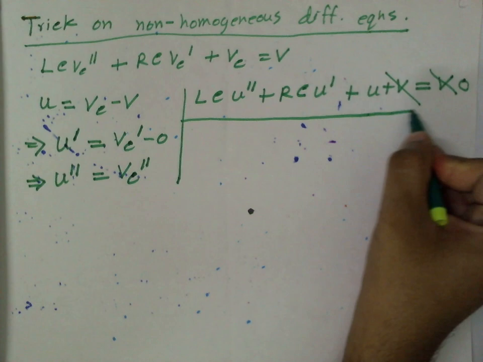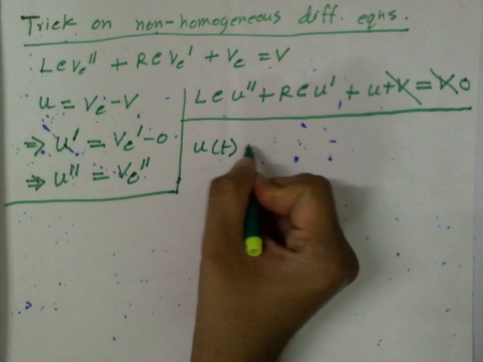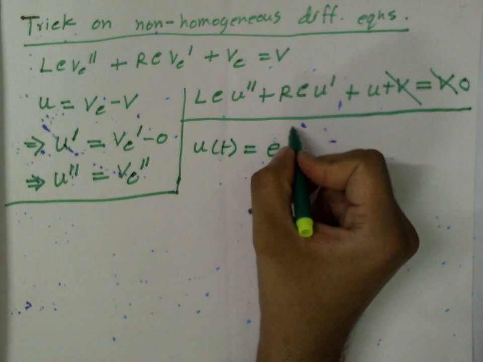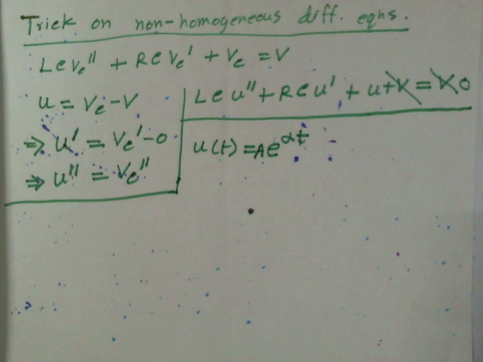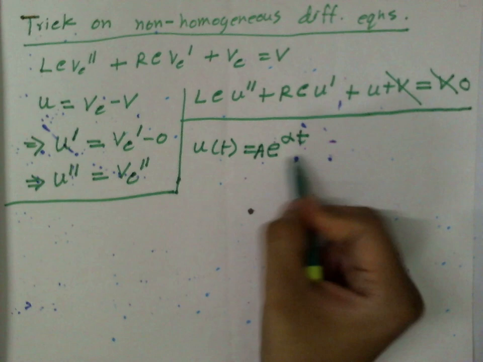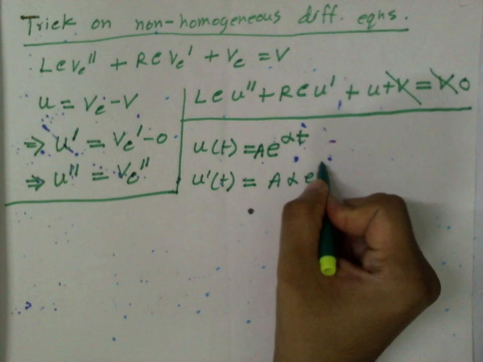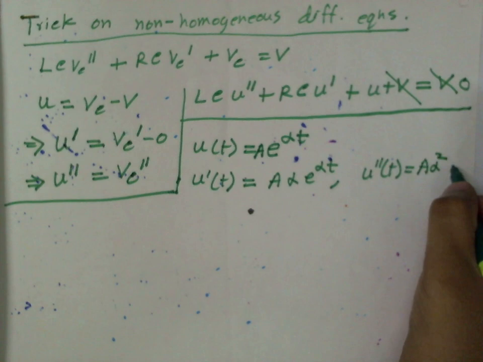We are going to assume a solution. This is the trick which we learned in high school. We assume that U of t is of the form A e to the power alpha t, where A is some constant. So this is a guessed solution. Let's see, if this is the solution, then we can say that U prime of t is equal to A alpha e to the power alpha t, and U double prime of t is equal to A alpha squared e to the power alpha t.